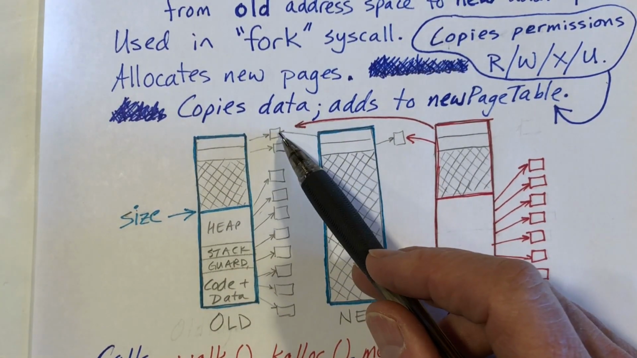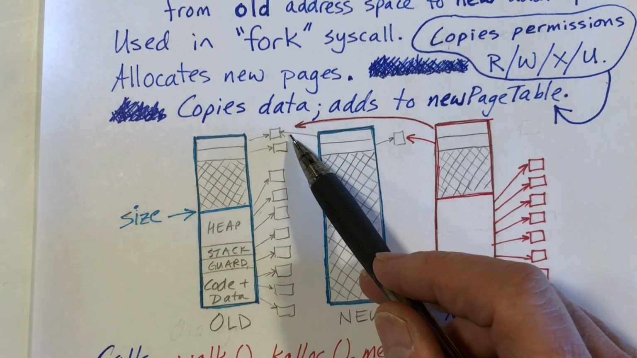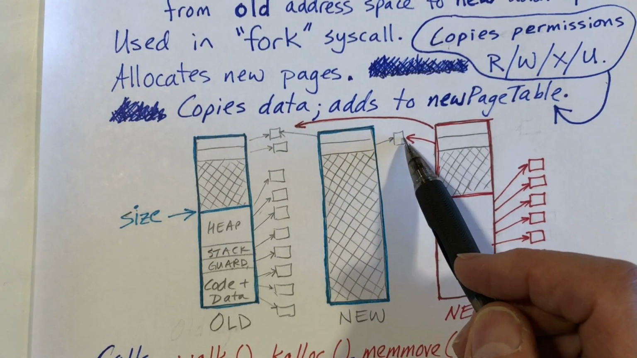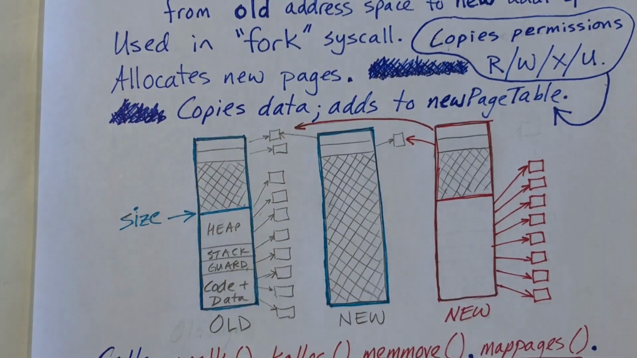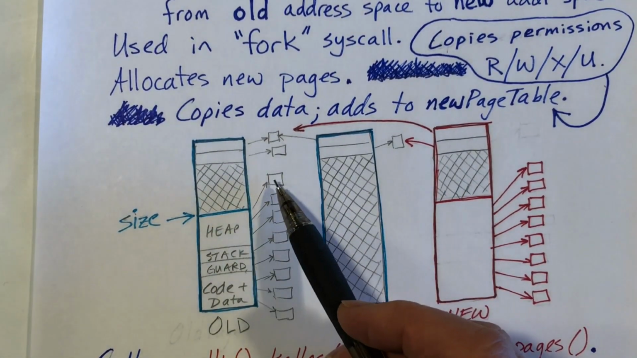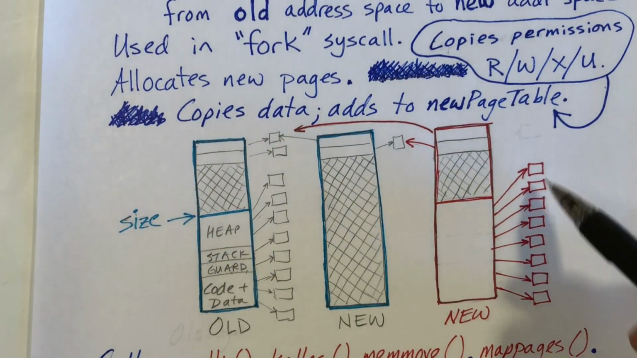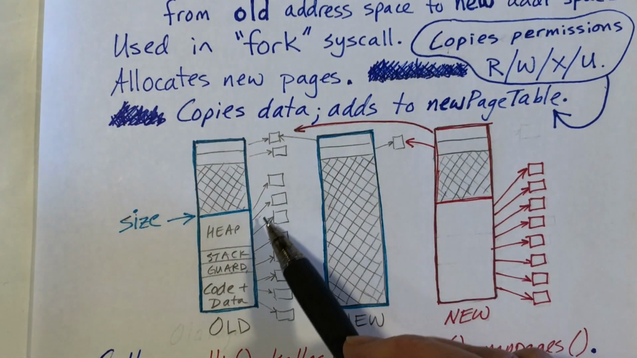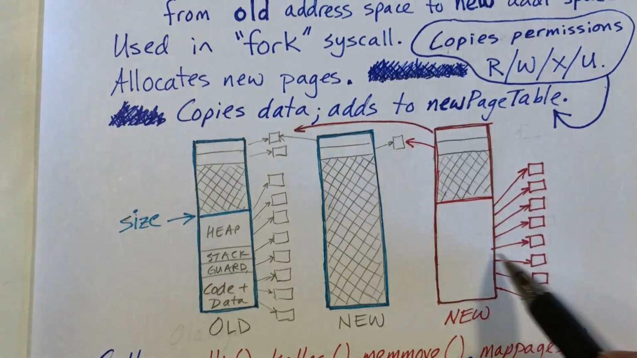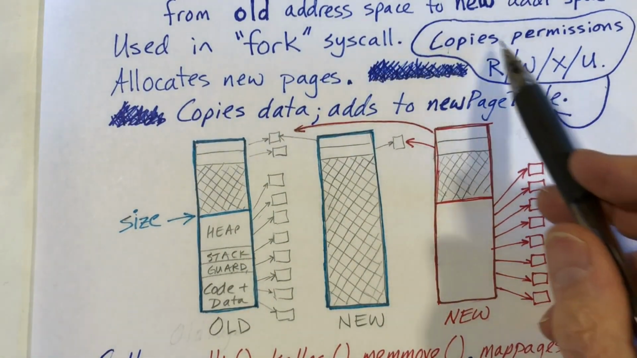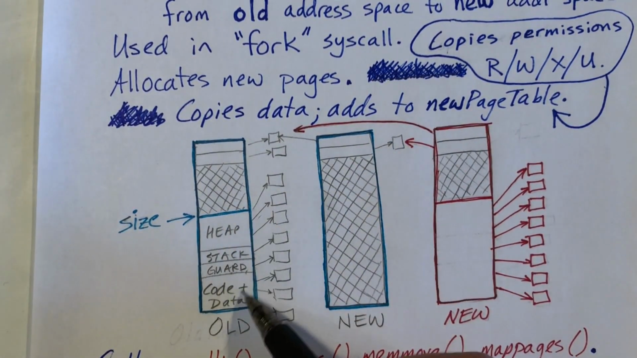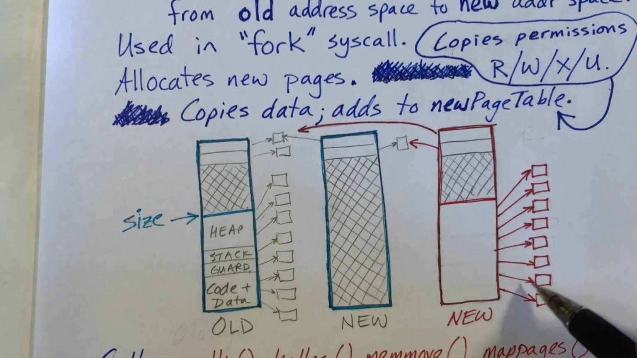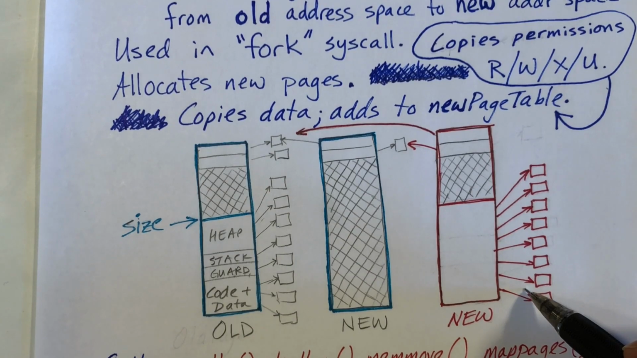And it will already be set up with the topmost page pointing to the trampoline page, and it will have its own trap frame page. And what this will do is copy all of the data pages. So here I've indicated the data pages being copied, and it will create mappings for each one of these. The permissions that were valid here will be applied to the new page table, so these will have the same exact permissions.